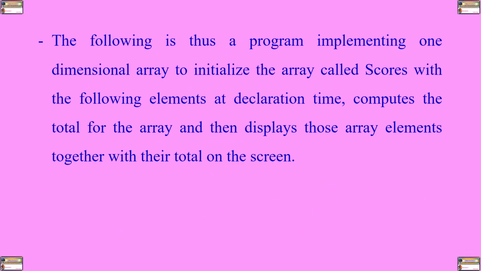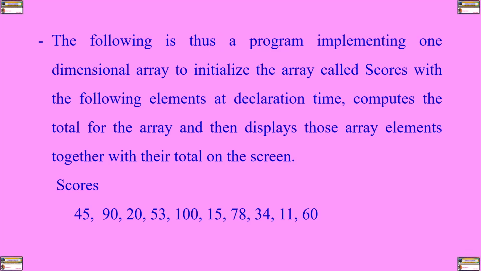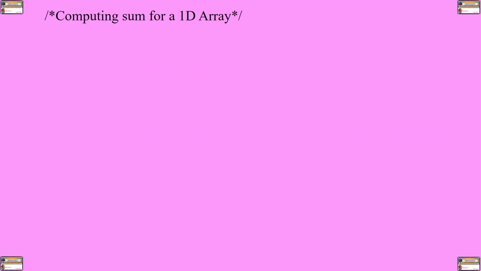The following is therefore a program implementing a one-dimensional array to initialize the array called scores with the following elements at declaration time. Then we compute the total for the array and display those array elements together with their total on the screen. The name of our array is scores, and our elements are 45, 90, 20, 53, 100, 15, 78, 34, 11, and 60. So this is how our program will look like.